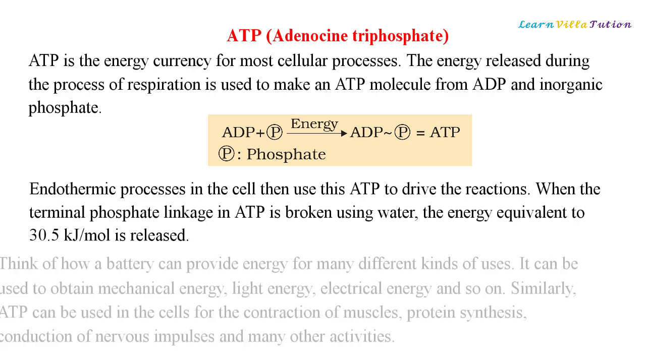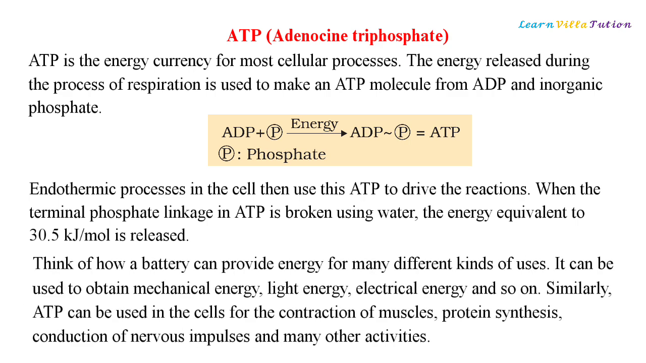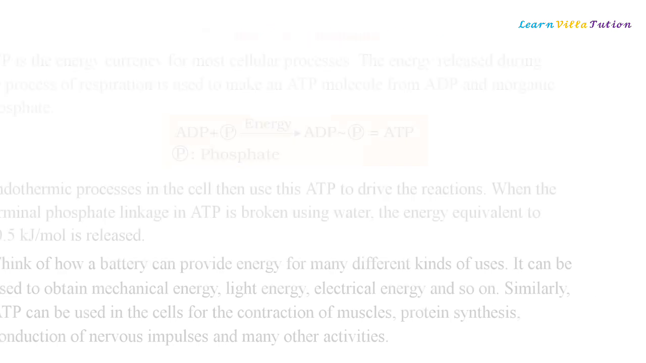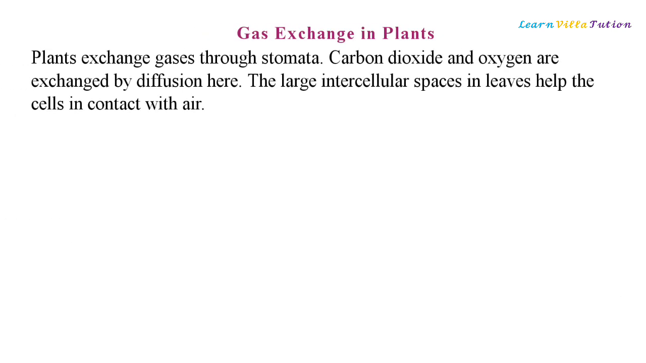released. Think of how a battery can provide energy for many different kinds of uses. It can be used to obtain mechanical energy, light energy, electrical energy, and so on. Similarly, ATP can be used in the cells for the contraction of muscles, protein synthesis, conduction of nervous impulses, and many other activities.